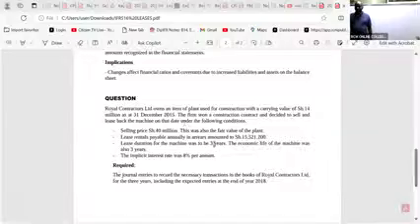Lease duration for the machine is 3 years. The economic life of the machine was also 3 years. The implicit interest rate was 8% per annum. So they want us to give them the journal entries to record the necessary transactions in the books of Royal Contractors. Now remember, Royal Contractors in this arrangement is a lessee.